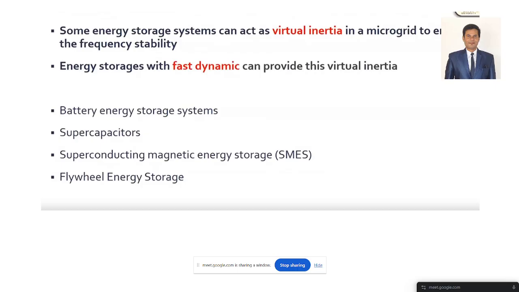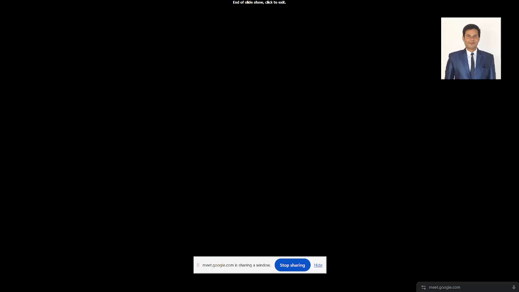So all right, we are at the end stage now. Some of the storages can act as virtual inertia in the microgrids to enhance the frequency stability also, right? Some energy storage with a very fast response, right? Battery energy storage, the supercapacitors, the flywheels, and also the various things we already discussed, right?